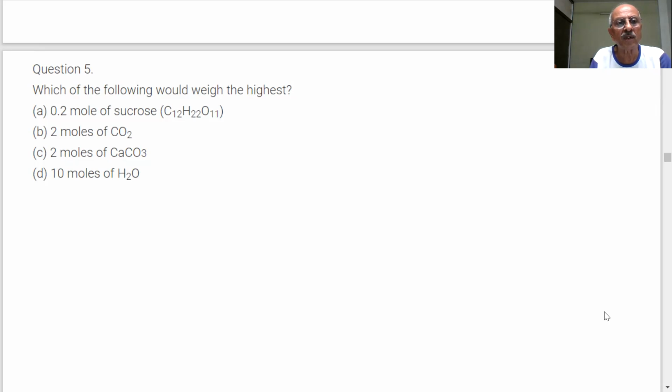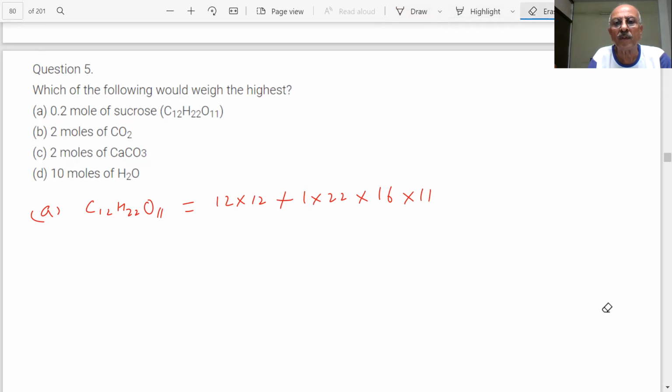Find the molecular masses. Let me see. What is C12H22O11? What will be the molecular mass of this? 12 into 12 plus 1 into 22 and 16 into 11. This is plus. What is this coming? Sir, it is coming 342. 342 gram per mole. And how much you have?